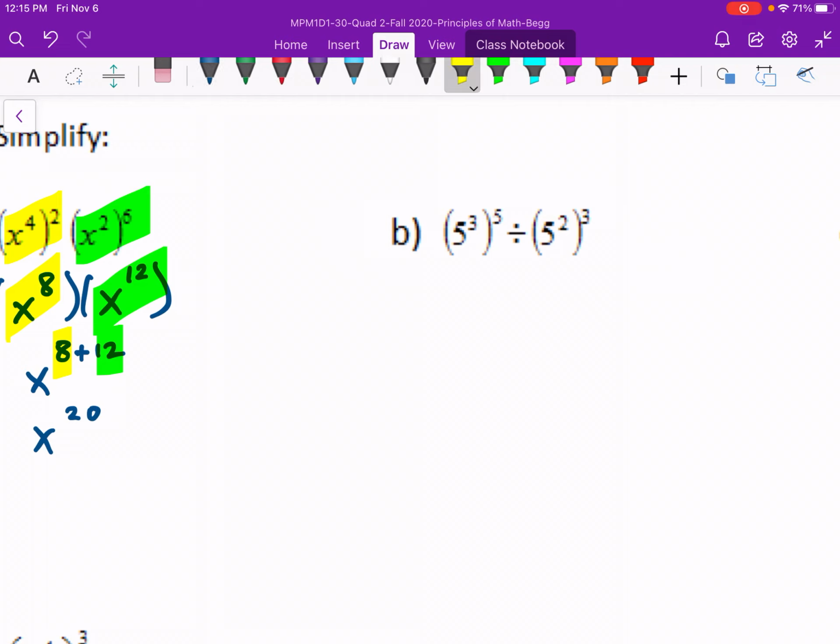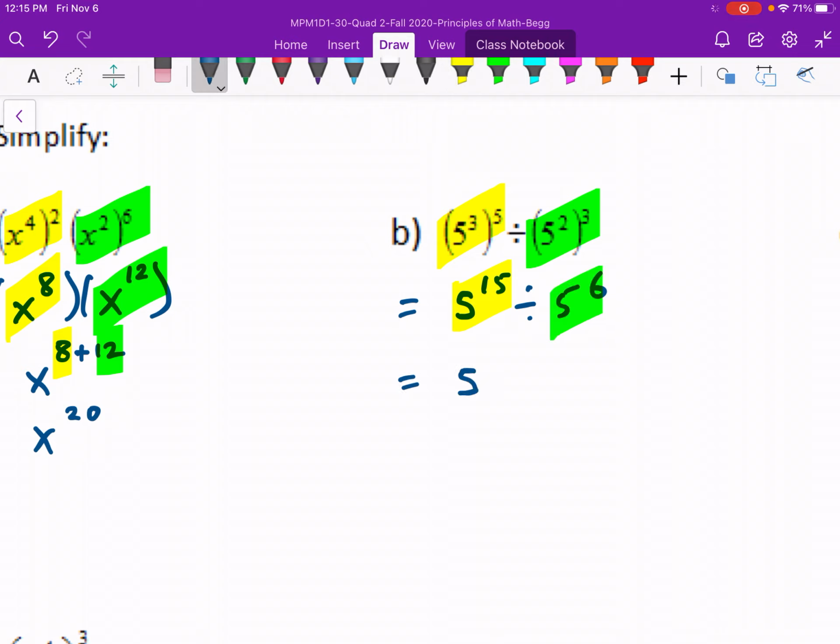So again, in this case, I'm going to do powers of powers on these two parts first, giving me 5 to the 15 divided by 5 to the 6. Then I'm going to subtract the exponents. It's going to be 5 to the 15 minus 6, which is going to be 5 to the 9. And that's as simplified as we need to go.